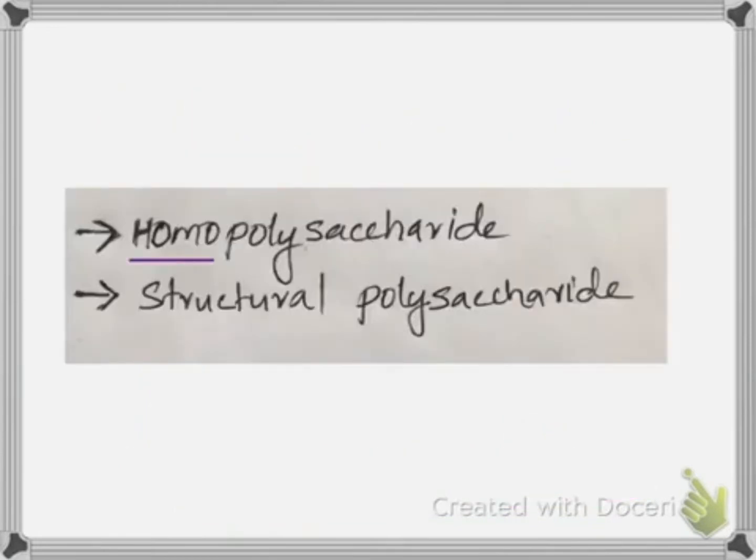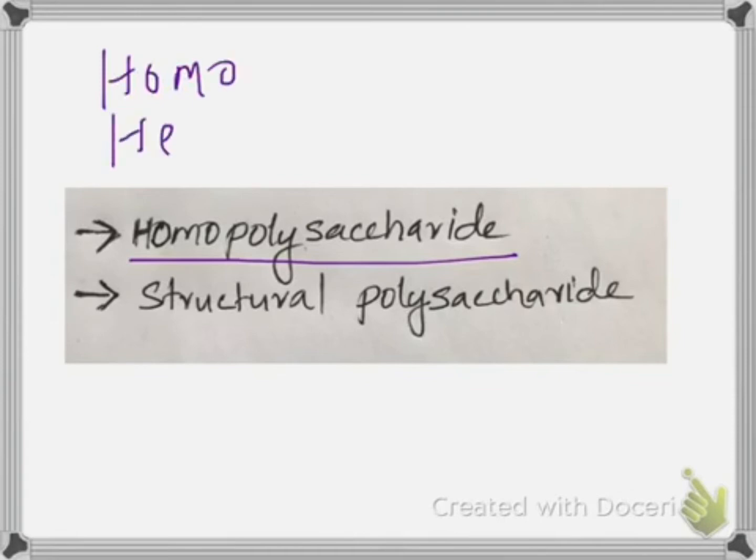Cellulose is a homopolysaccharide. The polysaccharides are classified into two types, homopolysaccharides and heteropolysaccharides. What is meant by homopolysaccharide?